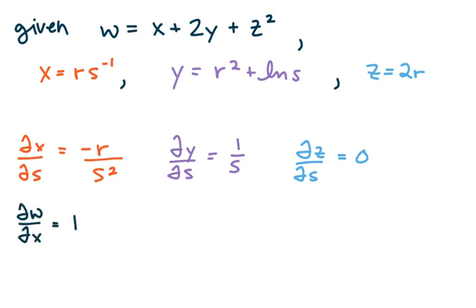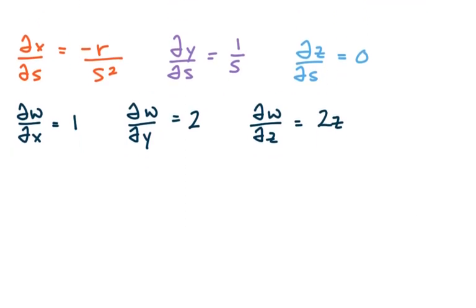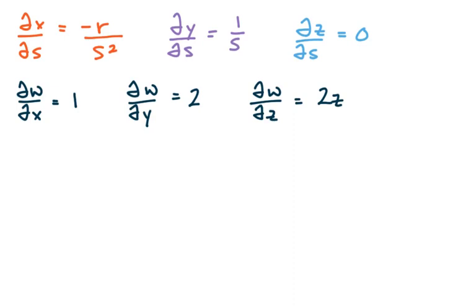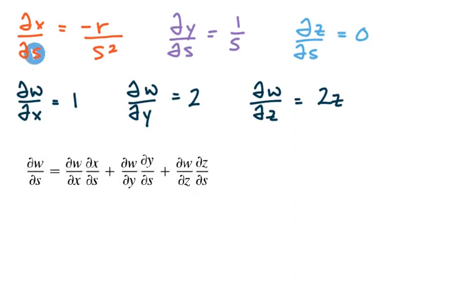And of course, in the first part, we found each of these partial derivatives: partial W with respect to X was 1. Partial W with respect to Y was 2. And partial W with respect to Z was 2Z. So using our formula and these six pieces that we found, we can write the partial of W with respect to S.